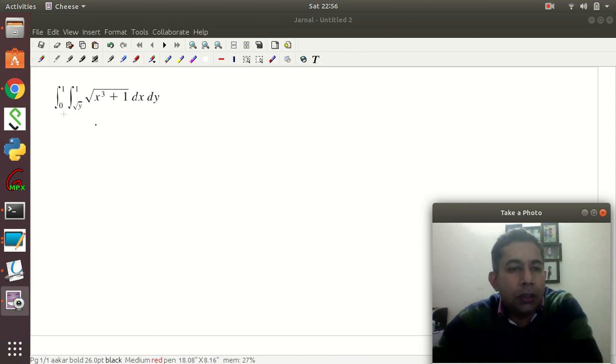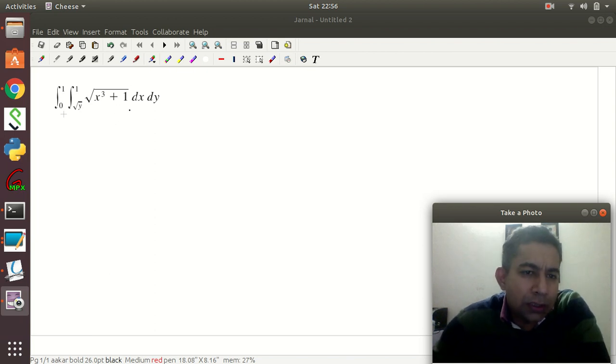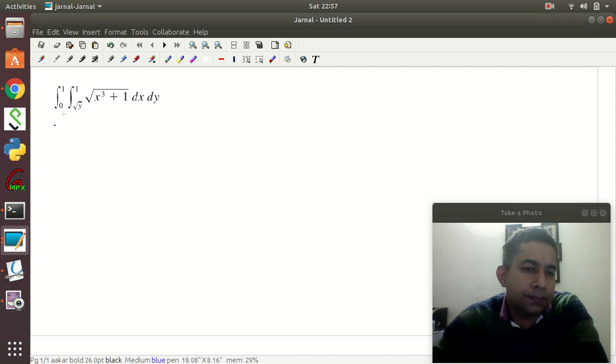So with a little bit of struggle, you would realize that integrating in this order will be next to impossible, because there is no antiderivative for square root of x cube plus 1. So what you want to do is try doing it in the reverse order.